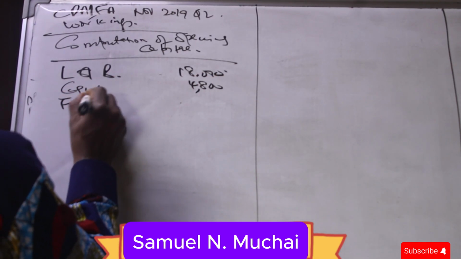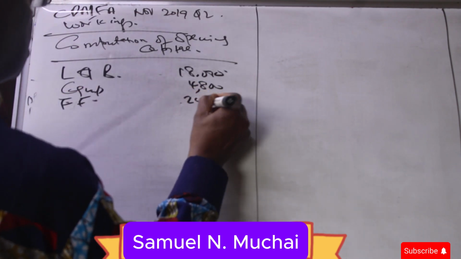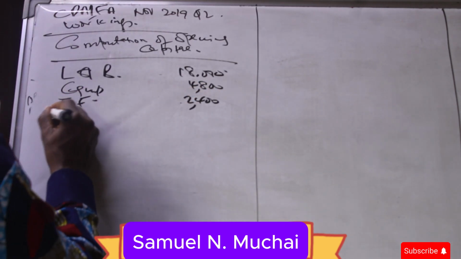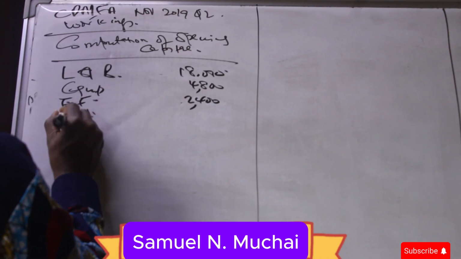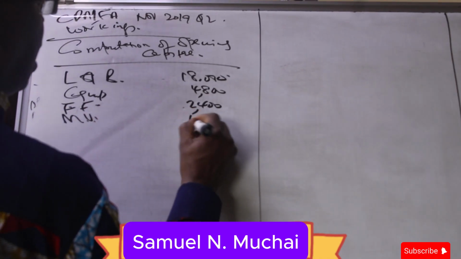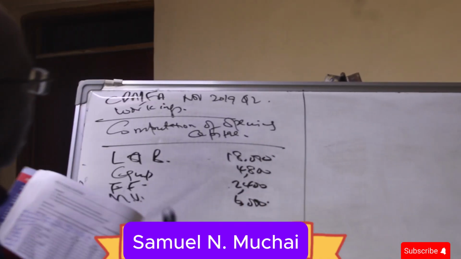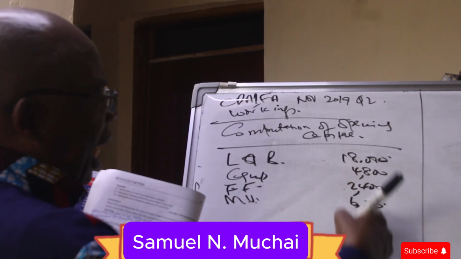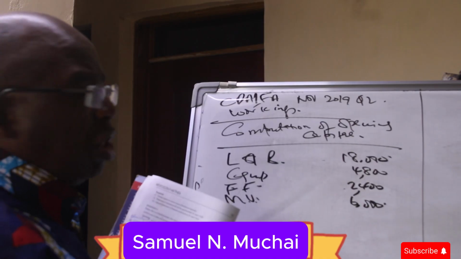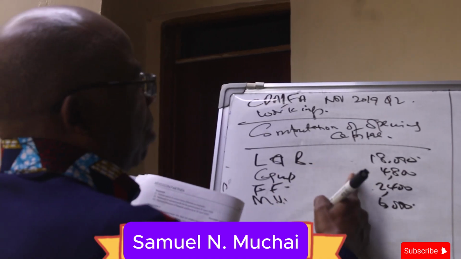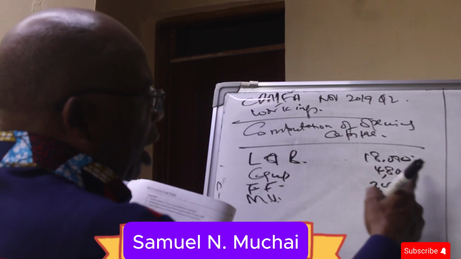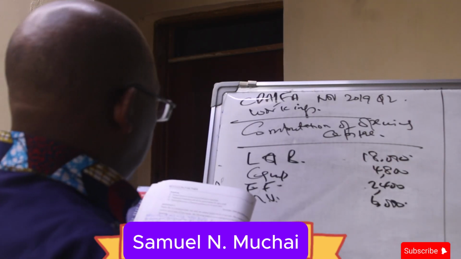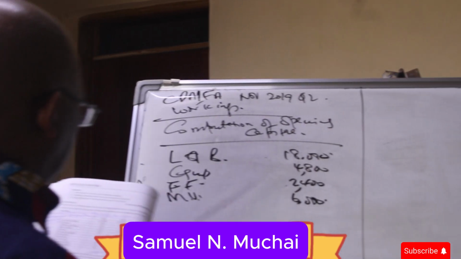Furniture and fittings, 2,400. Motor vehicles, 6,000. By the way, you could actually be given these assets at cost, and then you're being given the depreciation. You must know that an asset is the net position. So you get the original purchase cost minus the depreciation, you get the net position. That is what you consider to be the value of the assets.